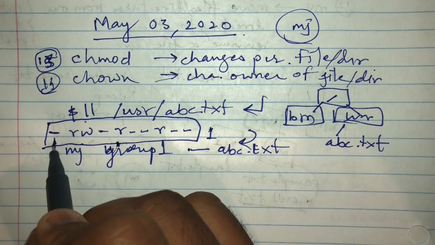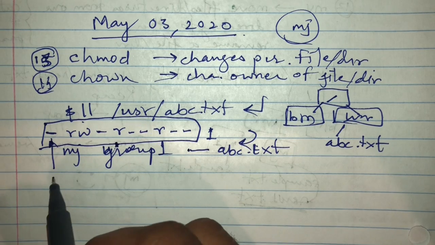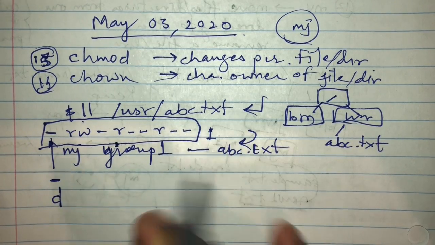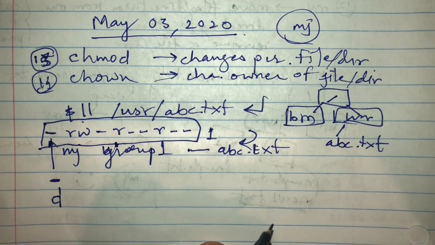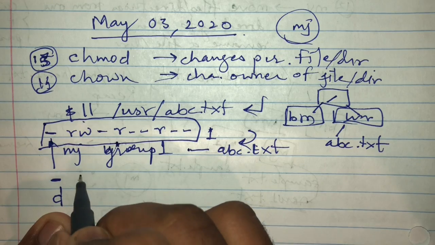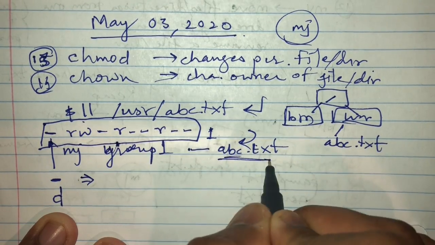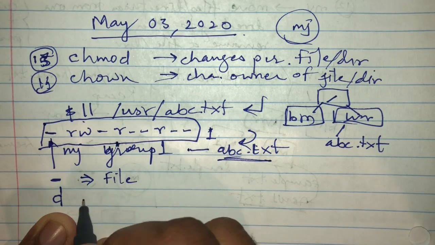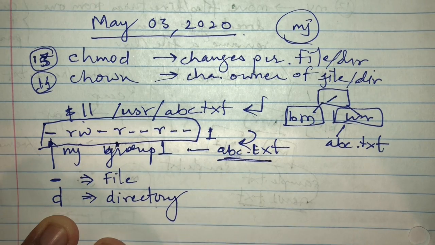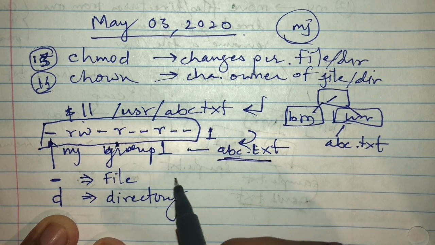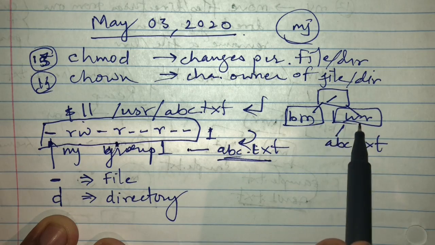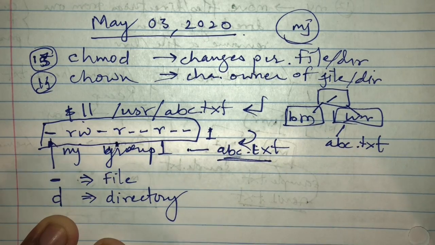The first character that you see is a hyphen here. There are, for now, I will say two possibilities. There is one more possibility of s, but for now we will limit it to hyphen or d. If it is hyphen, that means whatever you are seeing here is a file, and if you see d, then it means it's a directory, right? Since abc.txt is a file, you are getting hyphen over here. If you had said ll /usr, then you would have gotten d here.